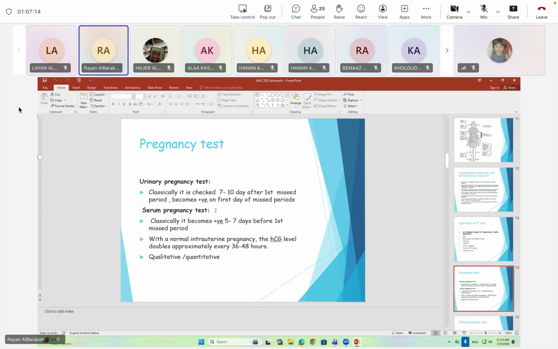The pregnancy test, as we talked about previously, becomes positive on the first day of the missed period. Serum pregnancy test classically becomes positive 5 to 7 days before the first missed period, almost a week before the expected date of her menses, with a normal intrauterine pregnancy. The HCG level doubles approximately every 48 hours, 36 to 48 hours. Just remember that usually it doubles at 48 hours, or at least 60% should be the increase.